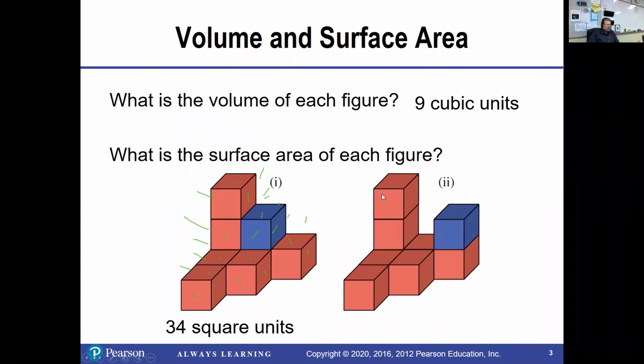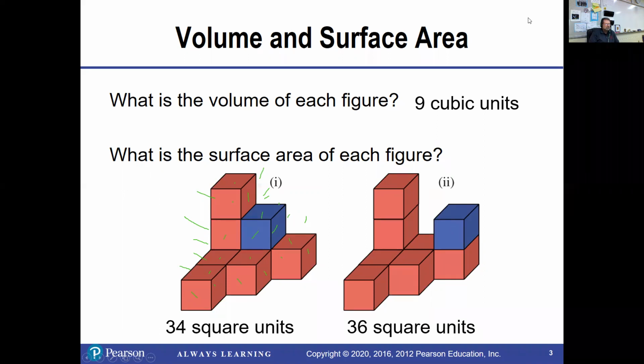Now, how does it change if I move this block over 1? Well, you're going to add 2, 1 more here and 1 more here, so you end up with 36. So it does change as I move it. But the volume on both of these would still be 9. The volume doesn't change. The number of faces showing, that's your surface area, does change. So those are things we look for.